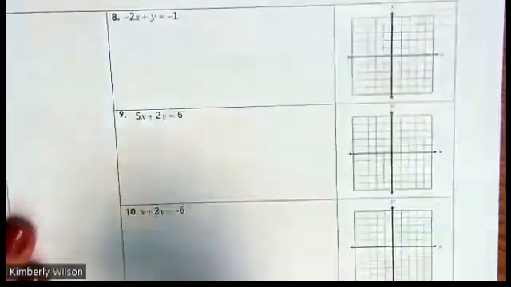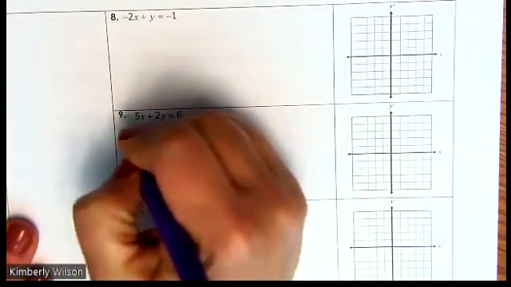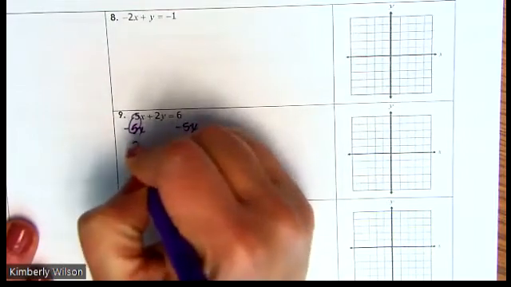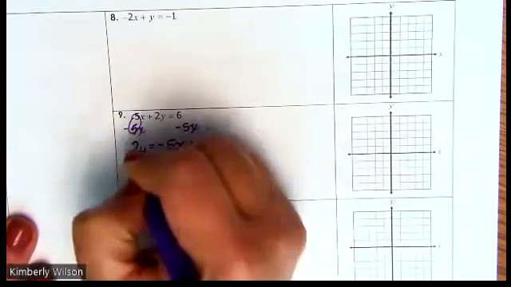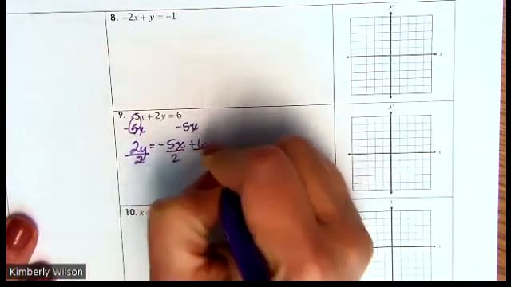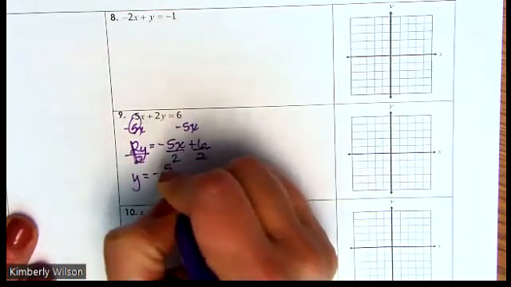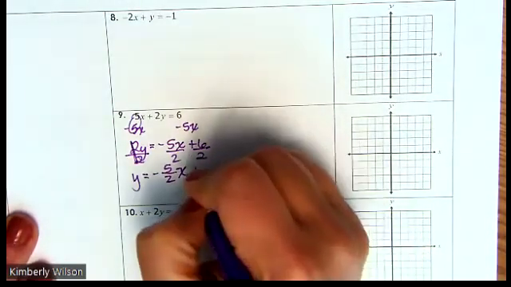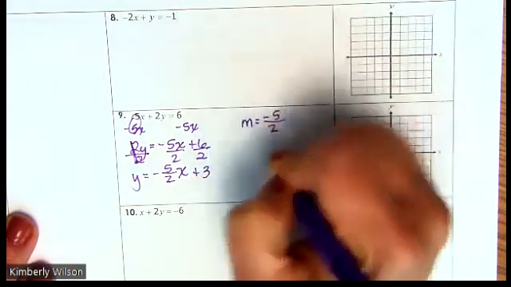All right, number 9. Okay, first step, got to solve for y. So subtract 5x, subtract 5x, zeros out. 2y equals negative 5x plus 6. Divide by 2, divide by 2, divide by 2. Y equals, leaving it as the improper fraction so I can do rise over run, negative 5/2 x plus 3. So my slope is negative 5/2.